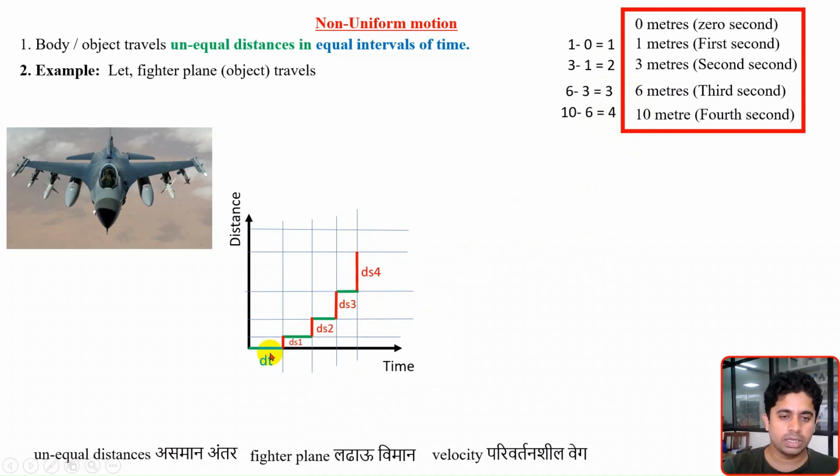So like this, in this graph also, this ds4 has the highest magnitude, which is 4, and ds1 has the lowest magnitude, which is 1. So it is in increasing order from ds1 to ds2, ds3, ds4.